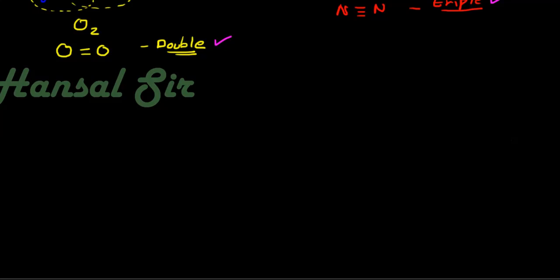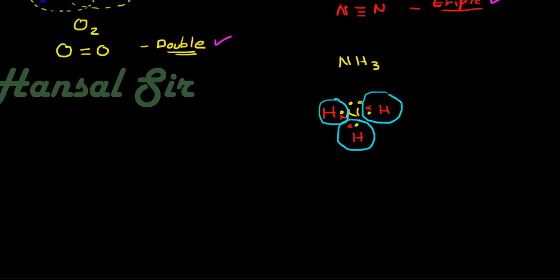Let's take an example of ammonia. Ammonia is NH3. Now nitrogen has 5 electrons, 1, 2, 3, 4, and 5 electrons in its outermost orbit. Nitrogen wants to become stable, it needs to have 8 electrons in its outermost orbit. So nitrogen will combine with 3 hydrogen atoms. Now if you look at it, all the hydrogen atoms have 2 electrons. This hydrogen also has 2 electrons. This hydrogen also has 2 electrons, 1 electron of its own and 1 electron from the nitrogen. So all the 3 hydrogen atoms are stable.